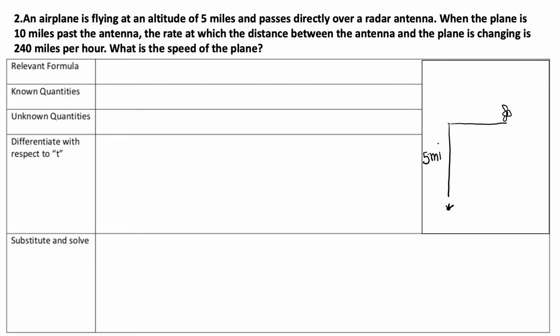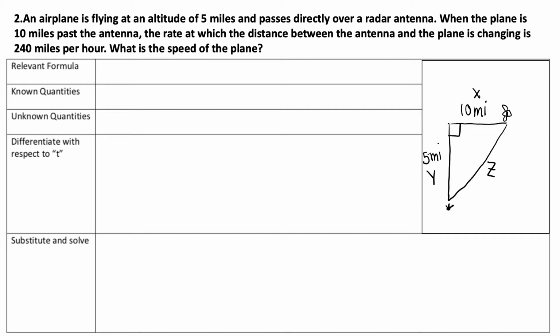When the plane is 10 miles past the antenna, so over here, the rate at which the distance between the antenna and the plane, so the distance is going to be this diagonal distance here, which means, look at that, we've created another right triangle. Now I'm going to go ahead and label my sides as I normally would, my horizontal as x, my vertical as y, and my hypotenuse as z. Once again, relating my 3 sides.